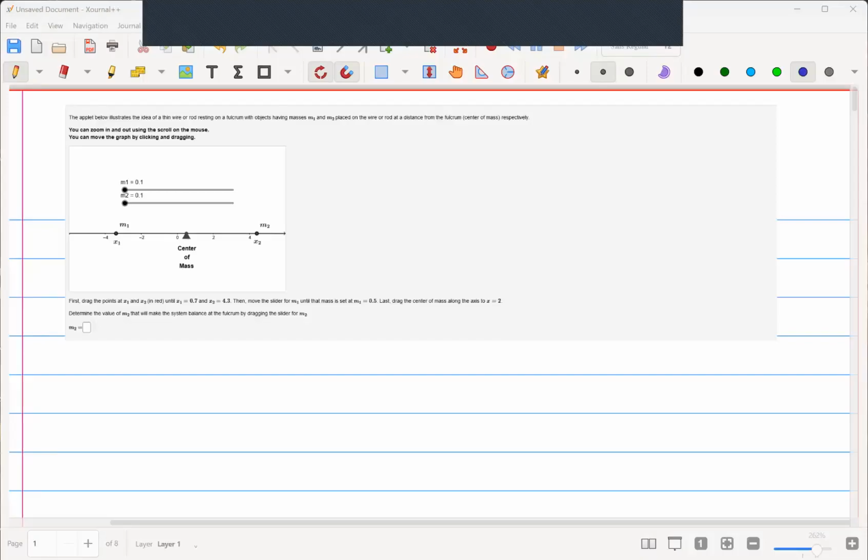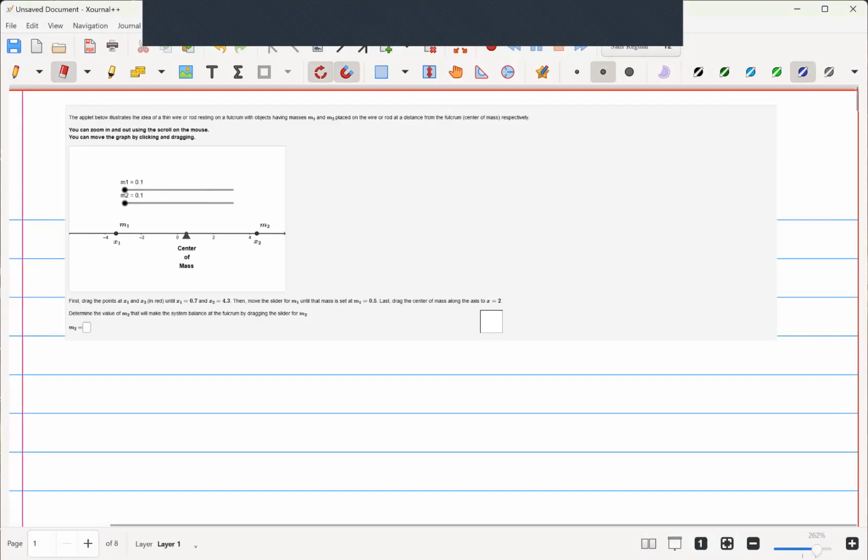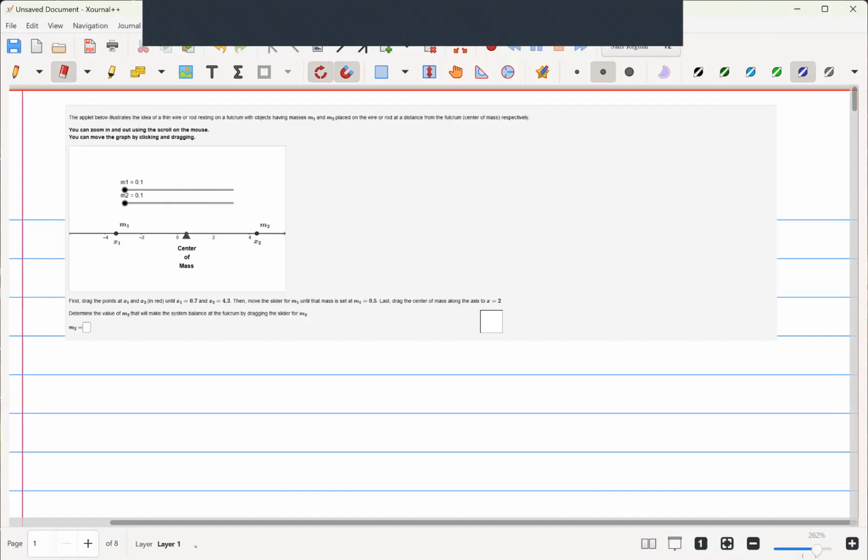All right. Hello, this is WeBWorK 2.6 question 1. We were given an applet below. Unfortunately, since I am demonstrating this question on Zernal, I can't really move the applet myself. So we'll be solving this problem analytically.